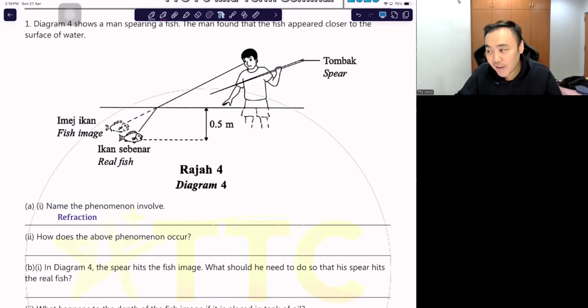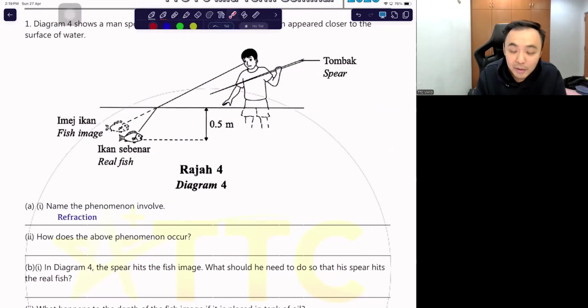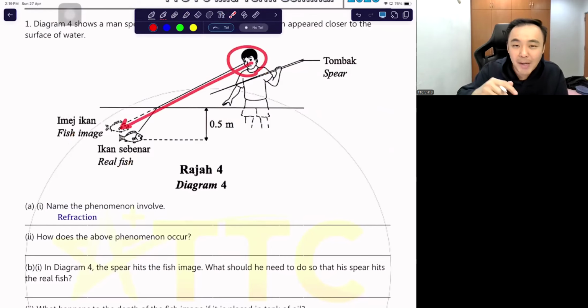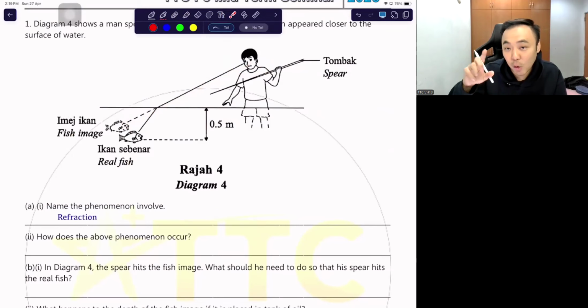Now, refraction has this ability to magnify things and make them larger. That's why when things look larger, you feel like they're closer. So whatever this guy saw, this person saw the image, not the real fish. Another example is when you put a pen inside water, it looks bent. That's the effect of refraction as well.